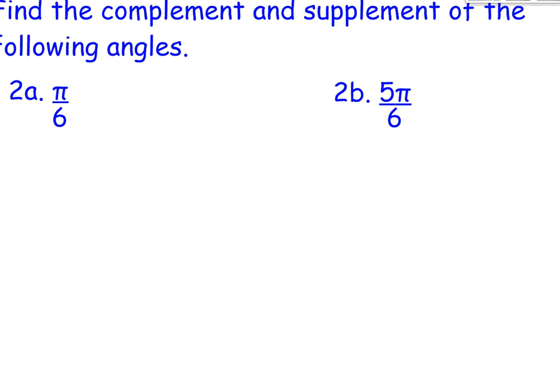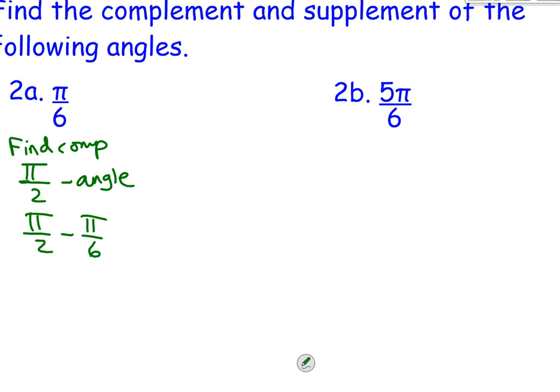So find the complement and supplement of the following angles. The first one is pi over 6. Since complementary angles add to be pi over 2, to find the complement, and I'll just write comp, we take pi over 2, and subtract the angle. So pi over 2 minus pi over 6.